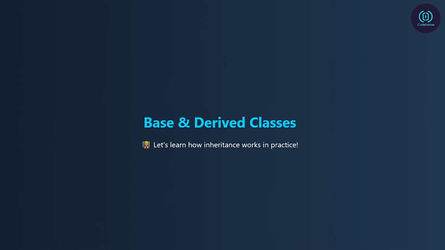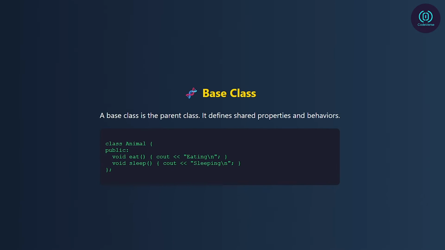Now let's see how inheritance actually works in C++ using two powerful concepts: base classes and derived classes. A base class is the general blueprint. It holds the common properties and behaviors that multiple classes can share. For example, we can create a class called animal. This class might include methods like make sound, sleep, and eat. All animals share these behaviors, so it makes sense to group them here.